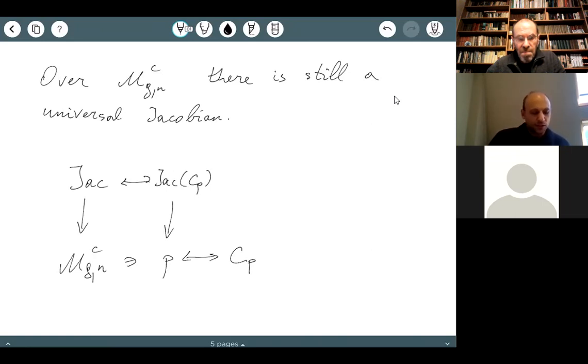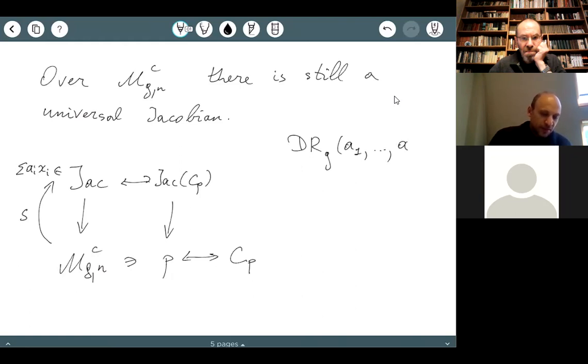It is the family of Jacobians of curves. So it is still defined for curves of compact type, and you can still define this section that to the point P assigns the divisor sum of AI XI. So this is in the Jacobian. Let's call this section S. And then the double ramification cycle is the pullback under the section S of the class of the zero section of the universal Jacobian.